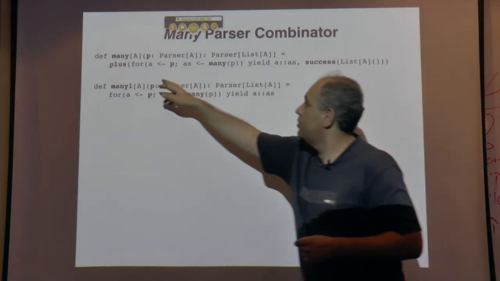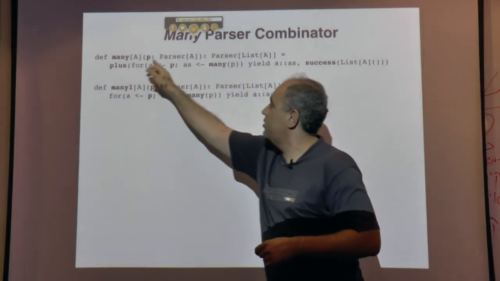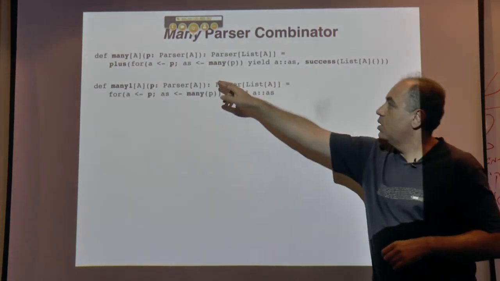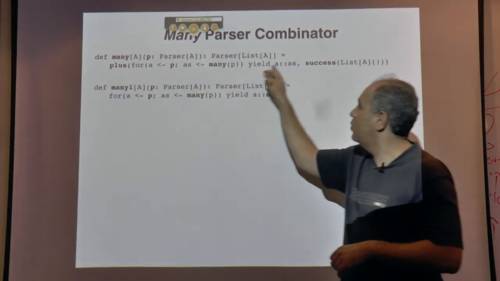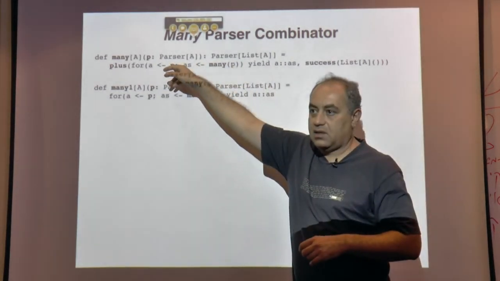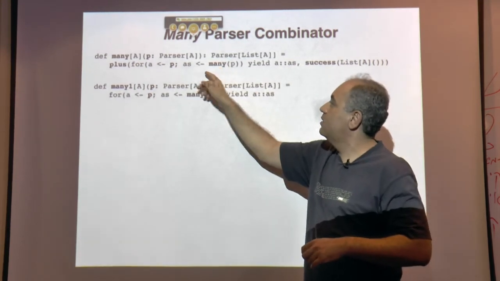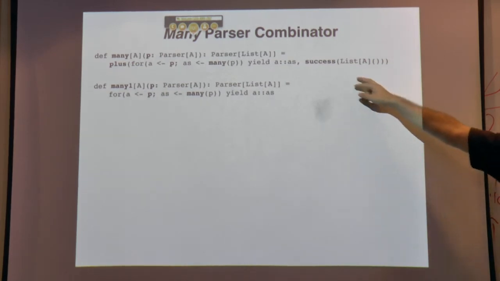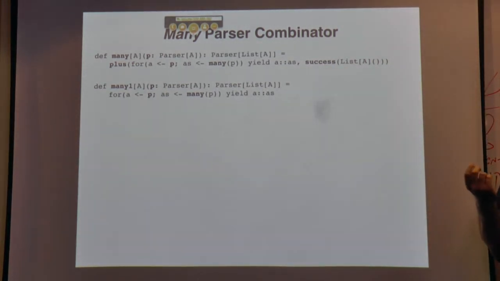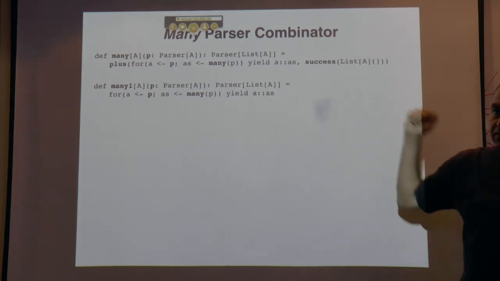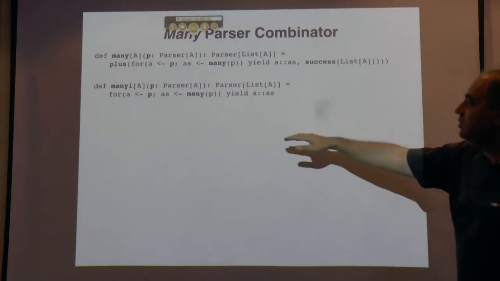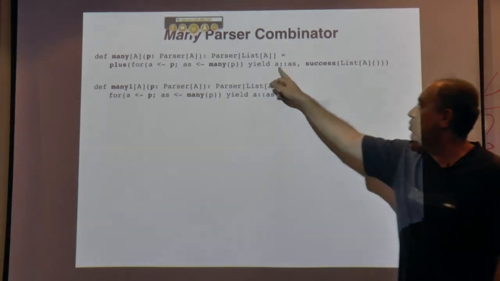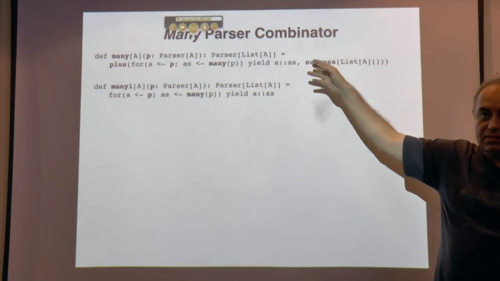Okay, how does it work? It's actually plus. This for comprehension statement is a new parser. It applies this and recursively calls this on the rest. And this is actually the exit condition. And many1 returns the parser. And this, if you know this syntax, constructs a list.